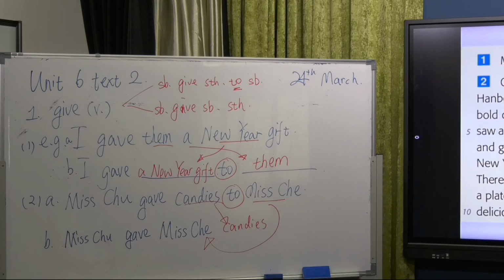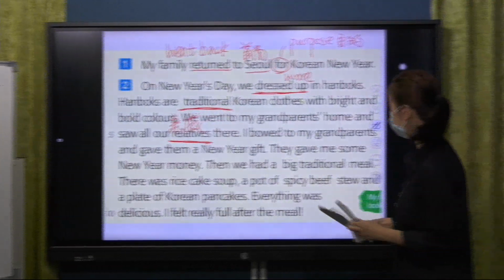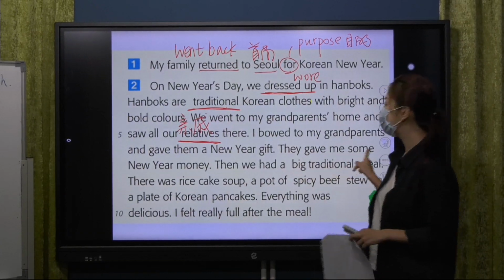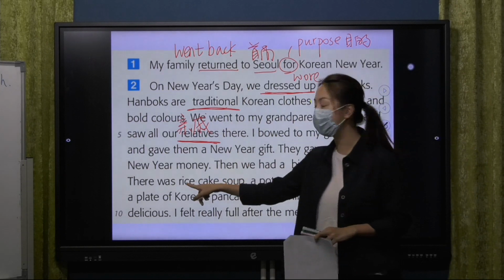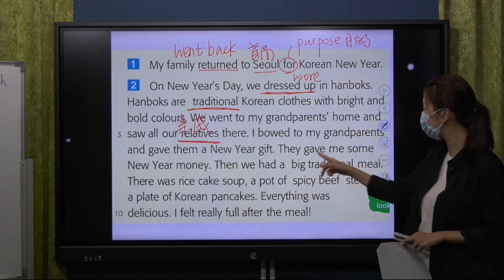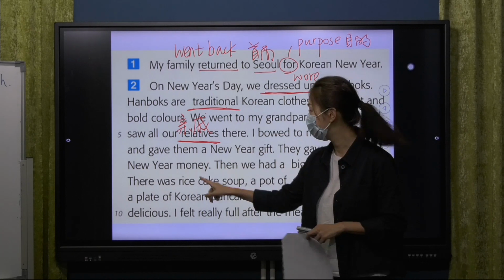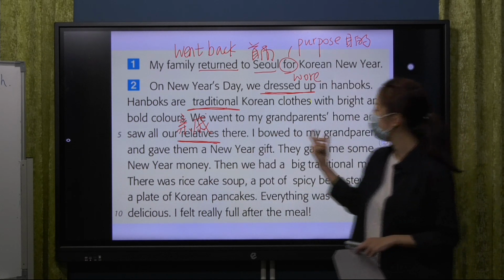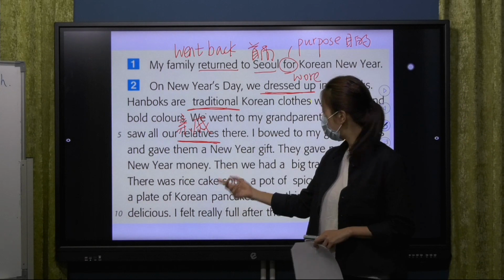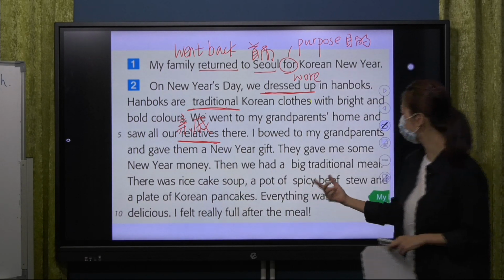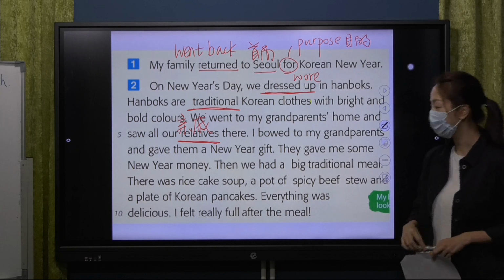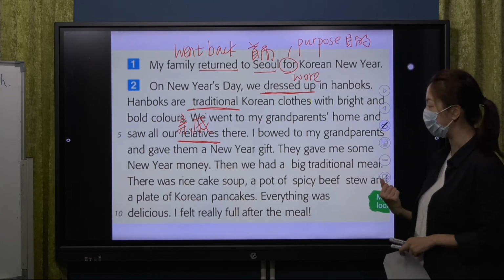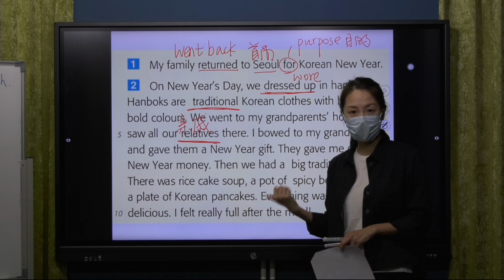So now let's go back to the textbook, okay? They gave me some New Year money. Again, okay, give somebody something, okay? They gave me some New Year money. Then we had a big traditional meal. There was rice cake soup, a pot of spicy beef stew, and a plate of Korean pancakes. Okay, how many kind of food here?